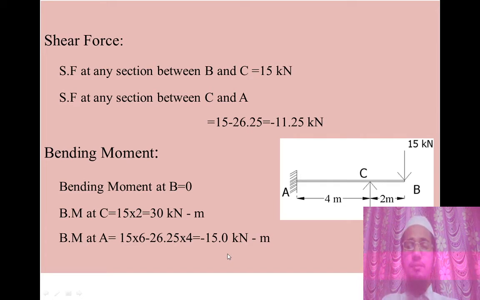Now here you can see at the free end moment is 0, at the fixed end moment is negative, that is hogging, and at the point of application of prop it's a positive moment of 30 kilonewton meter. Now in between C to A, from prop to the fixed end, the moment is changing from positive to negative, or we can say the sign of moment is changing from positive to negative, hence there will be a point of 0 moment in between A to C.